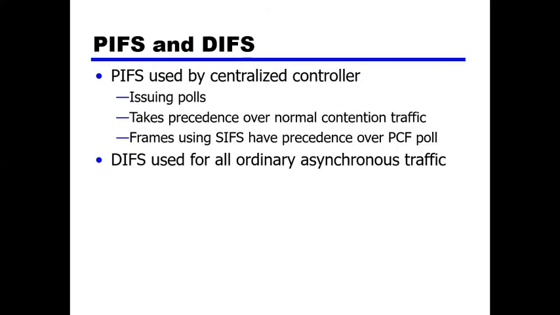Now, what are PIFS and DIFS? PIFS is used by the centrally controlled station issuing a poll, which takes precedence over normal contention traffic. A frame using the SIFS has precedence over the PCF poll. DIFS is used for all ordinary asynchronous traffic.